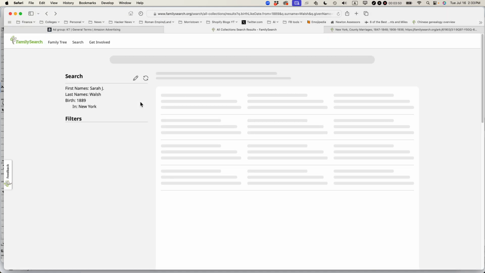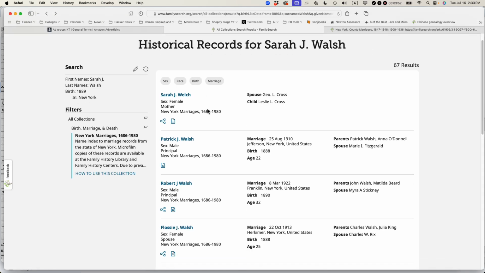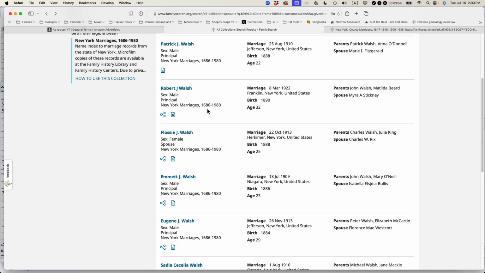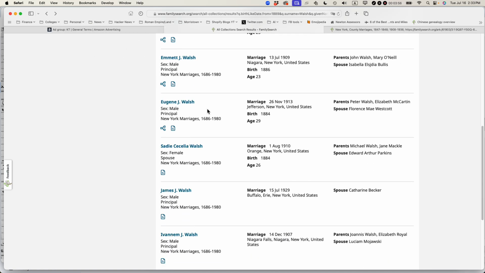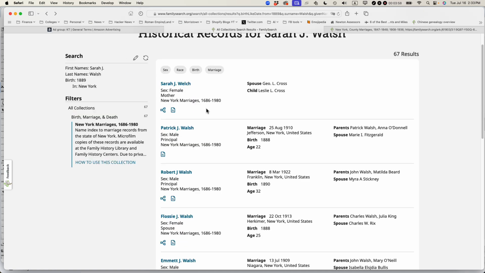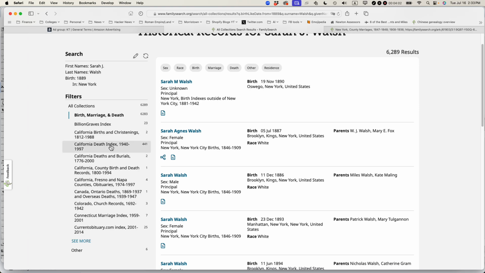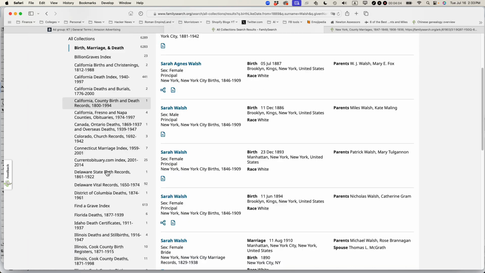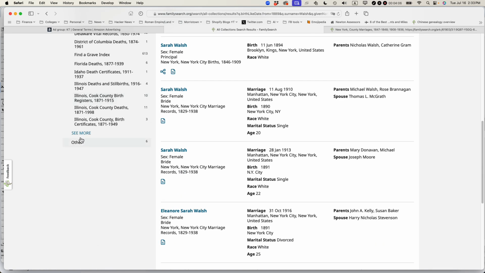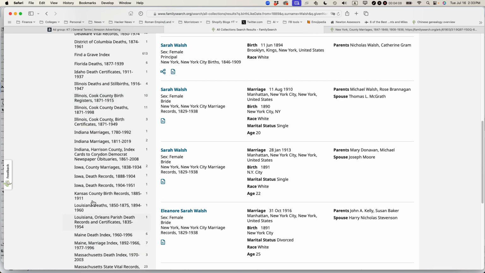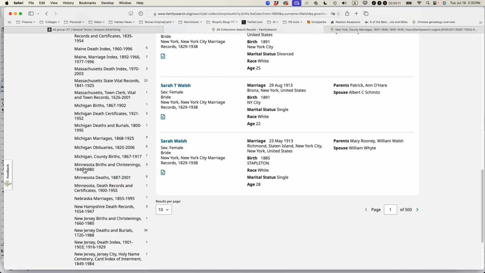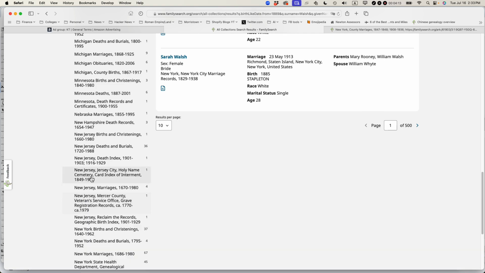So I'd go back and basically start looking through these different types of records, and I can see that it's not looking too good here, because I don't see any Sarah there. So what I might do is go back to the birth, marriage, and death collection and look through the other types of records. So I said Pennsylvania and Ontario. So let's see if anybody turns up in those areas. So I have to keep on scrolling down, going through all these different states and provinces.